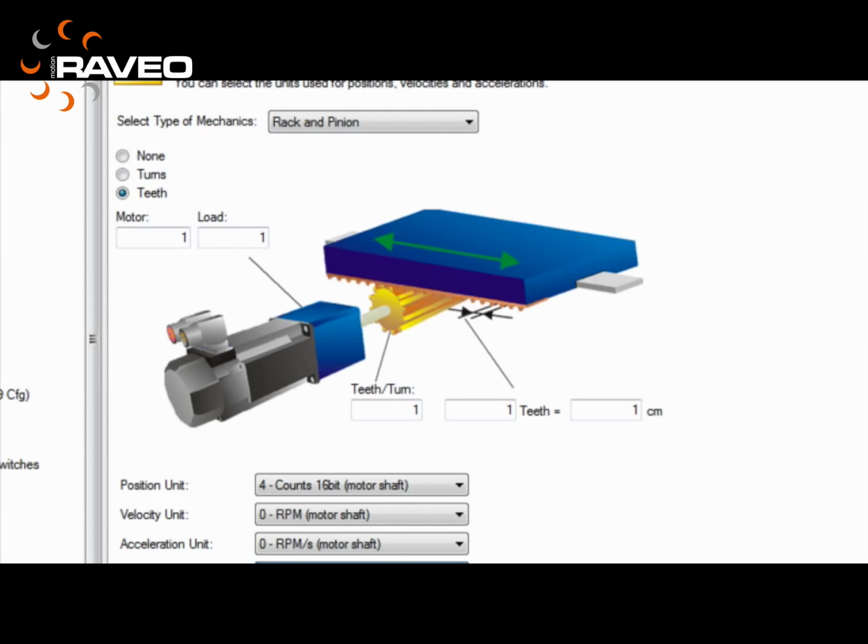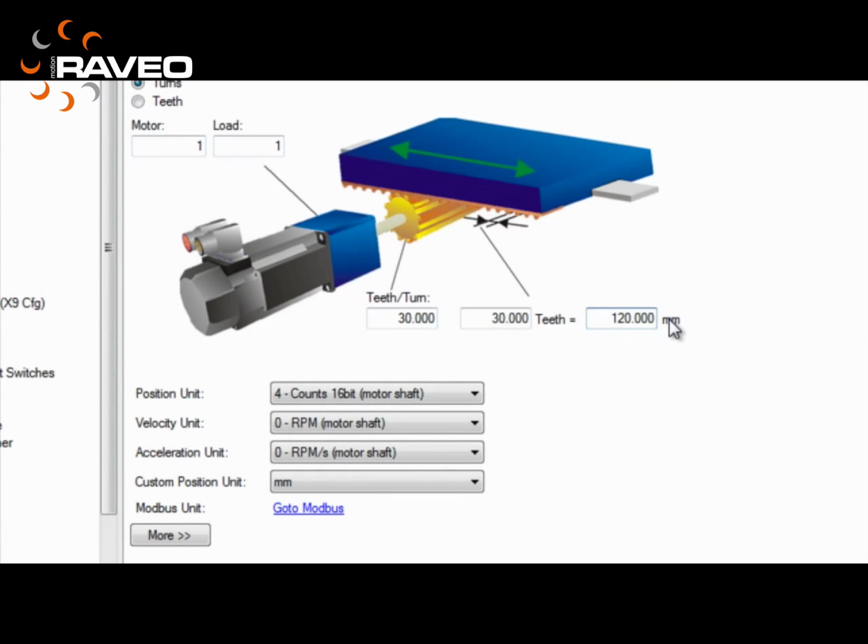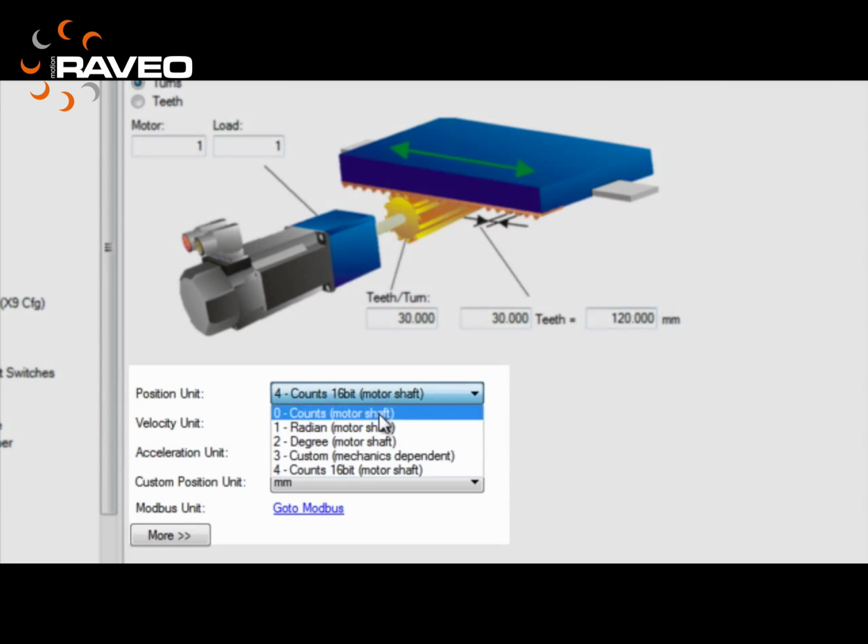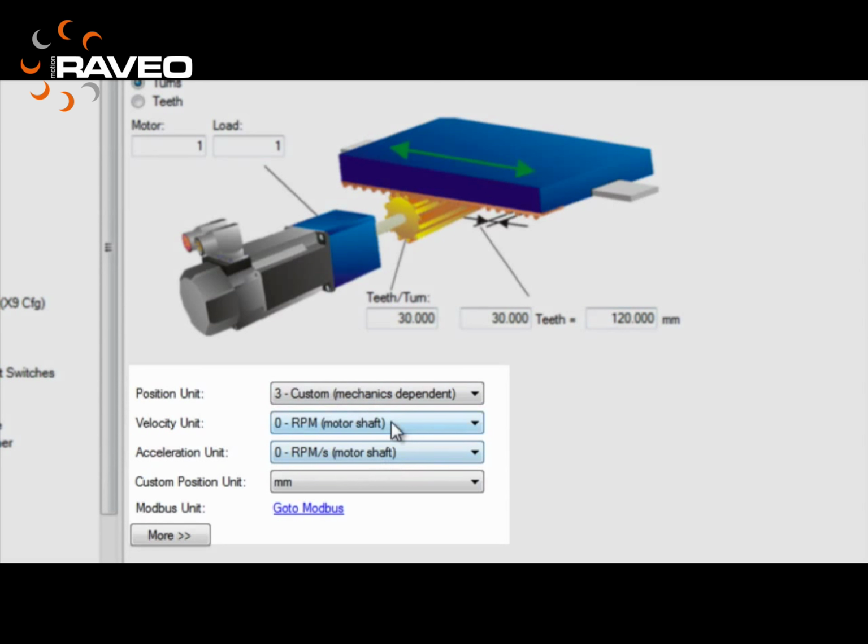In our example, we are going to set our custom position units to millimeters, our gear ratio to 1:1, and teeth per turn is set to 30, and 30 teeth equals 120 millimeters. At this point, we can set our position units to 3, custom mechanics dependent, which will return our position to millimeters, which is the linear distance of travel.